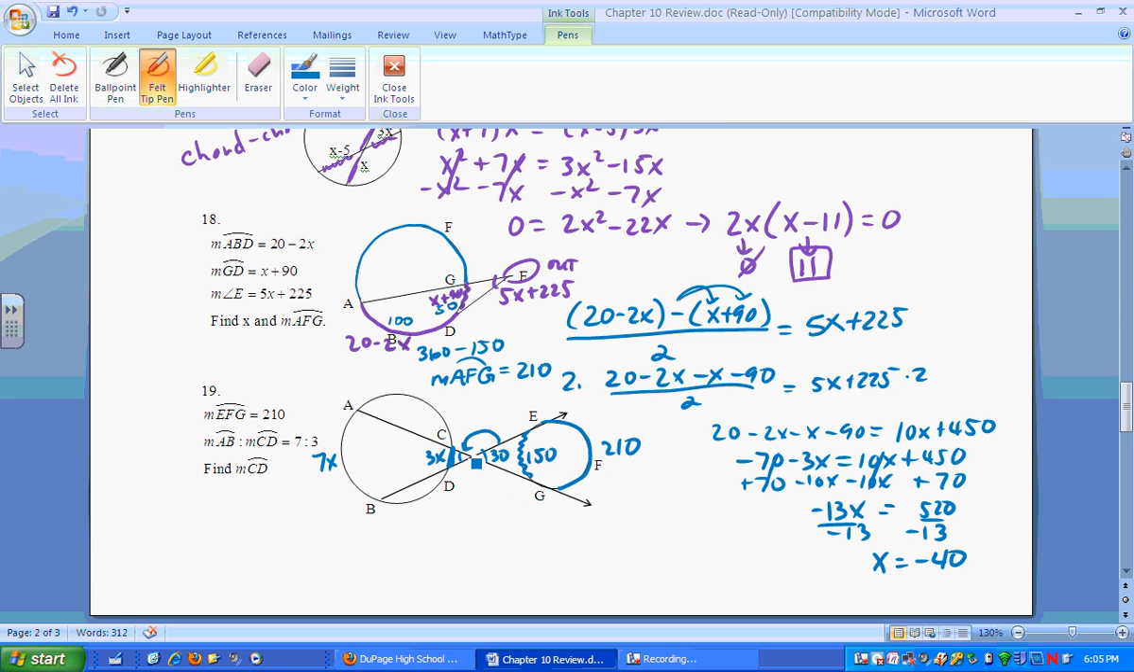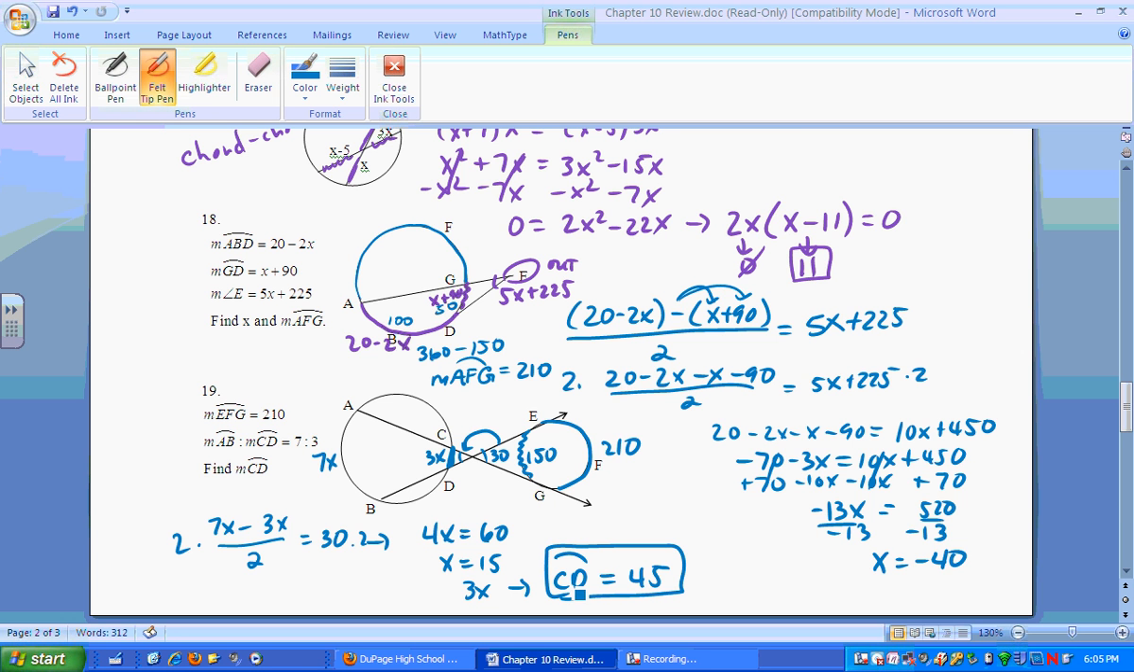That's outside the circle, so that makes the big arc, which is 7x, minus the small arc, 3x, divided by 2 equals the outside angle of 30. Simplified over, we get 4x equals, because you're going to multiply this side by 2, 60. So x ends up equaling 15. And we were asked for arc CD, which is 3x. So the measure of arc CD ends up equaling 45.